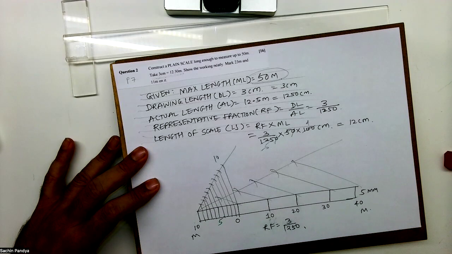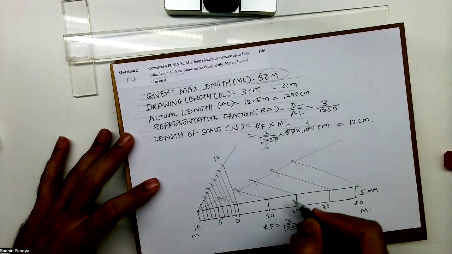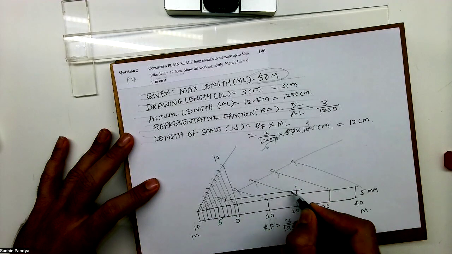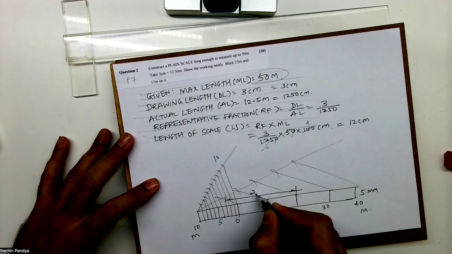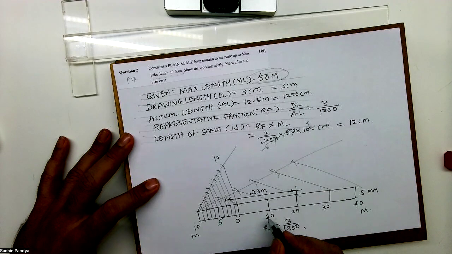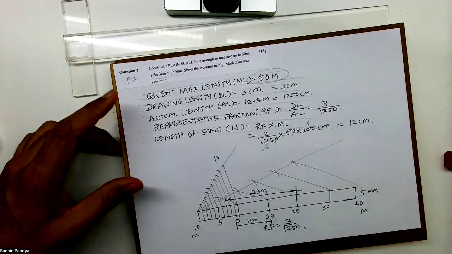Okay. Now what I have to do? 23 meter. So 20 from here and 1, 2, and 3 from here. So this distance, 23 meter, 11 meter. So 10 from here and 1 from here, 1 meter. This is how you will solve this sum.